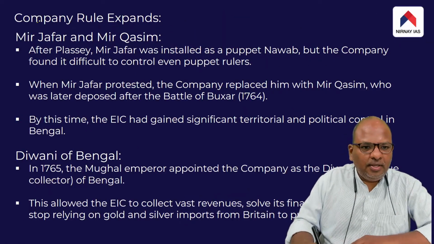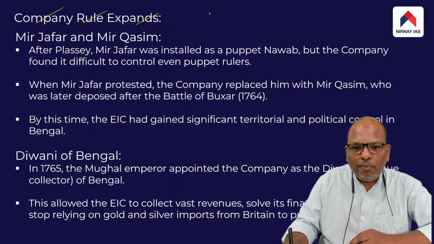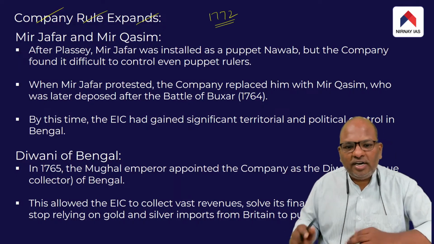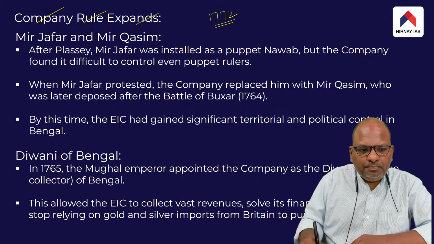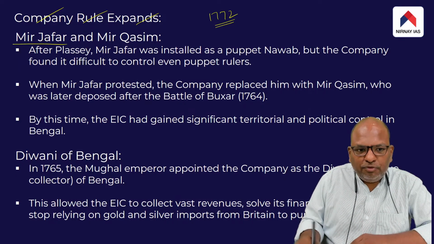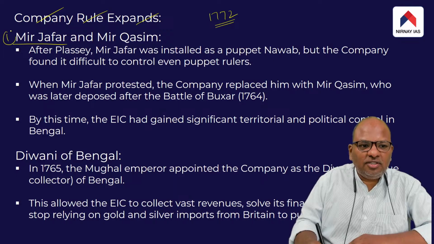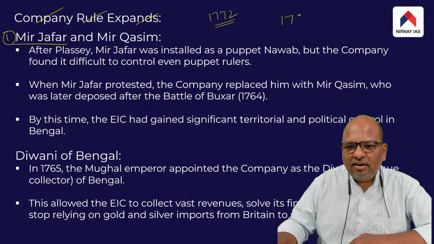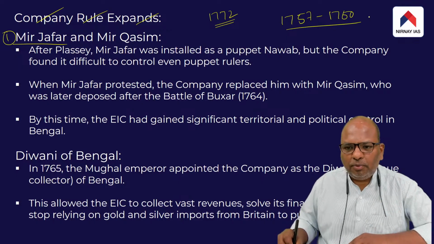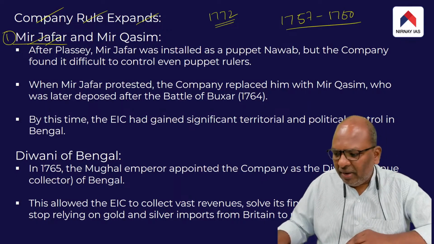So basically, the British occupied Bengal only in the year 1772. Let us take a look at what happened in Bengal. As per the agreement that was reached before the Battle of Plassey, Mir Jafar was appointed as the ruler of Bengal. And Mir Jafar was the ruler of Bengal between 1757 and 1760. That's the point. From 1757 to 1760, Mir Jafar remained the ruler of Bengal.